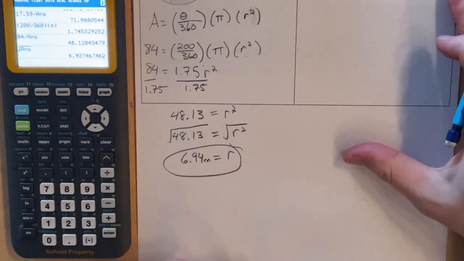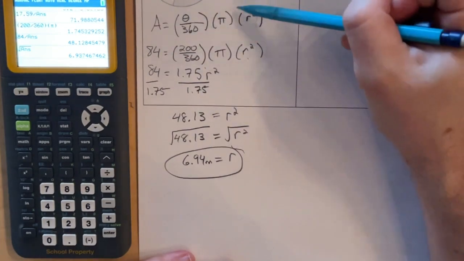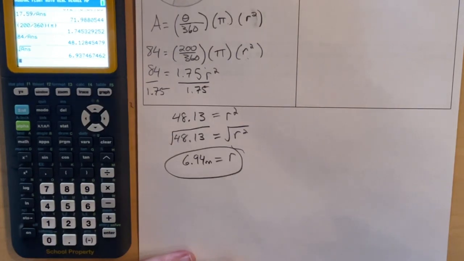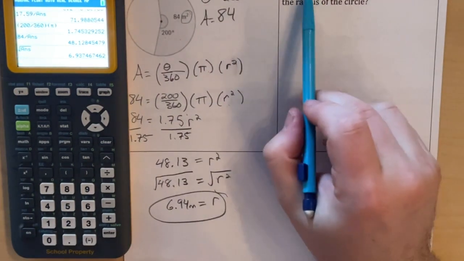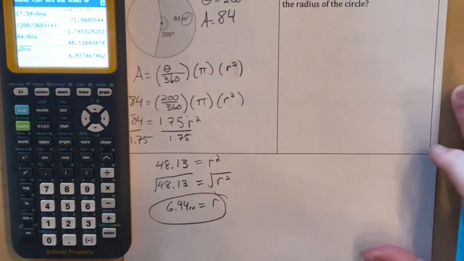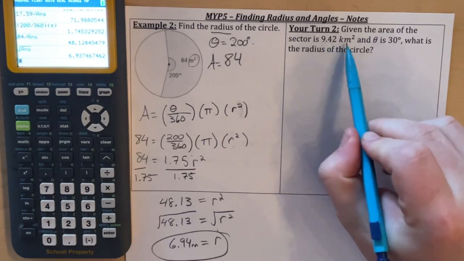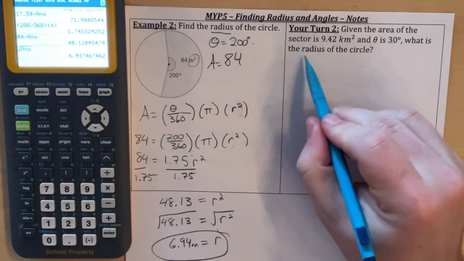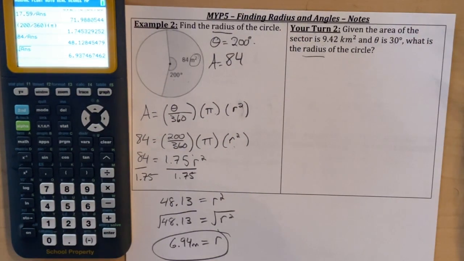So again, make sure you're seeing those steps as a recap. Have your labels. Make sure you identify what they give you. Use the right formula. So I'm given area, so I need to use the area formula. Substitute in those values for your variables, and solve for your unknown. And then lastly, try the your turn number 2. It says given the area of the sector, so it has area 9.42 kilometers squared, and the angle amount is 30 degrees. It's asking what is that radius. Again, make sure you can set it up similar to how I did in the second example.